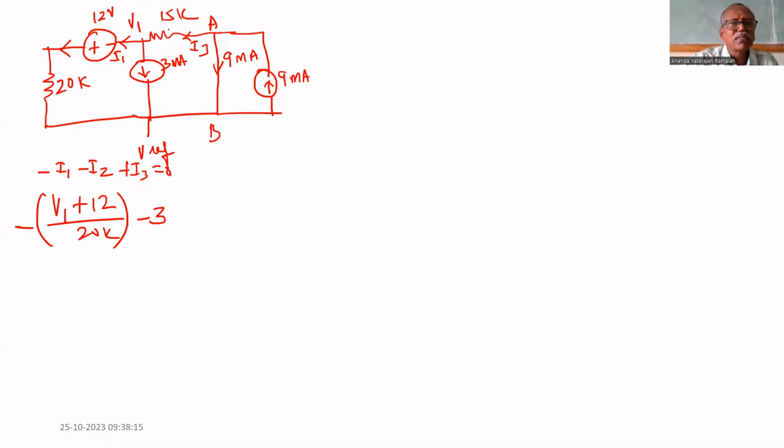What is the current through this? A is at reference. Therefore, this is also plus V1 divided by 15K equal to 0. A is also at V reference because A and B are short circuited. Now find V1. One variable, one equation.